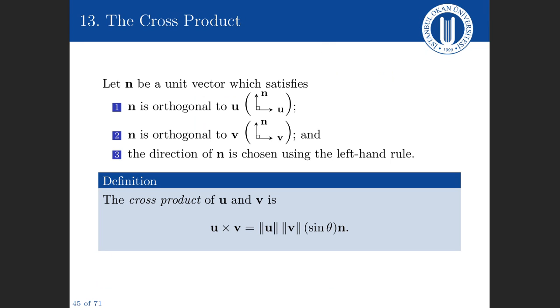This new vector n must be a unit vector, and it must satisfy three rules. First of all, n must be orthogonal to u. In other words, the angle between u and n must be 90 degrees. n must also be orthogonal to v. The angle between n and v must be 90 degrees. And we must use our left hand to decide the direction of n.